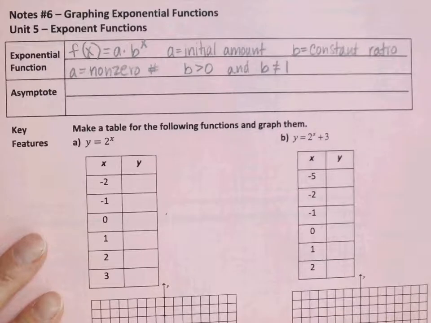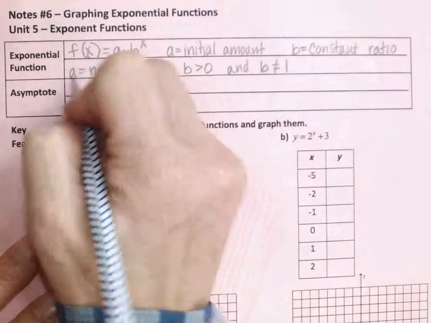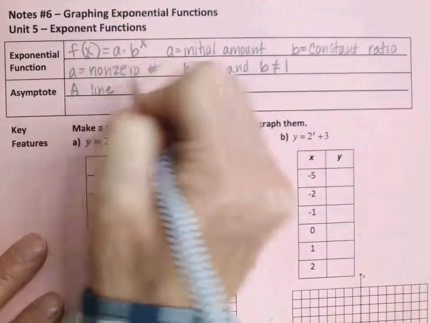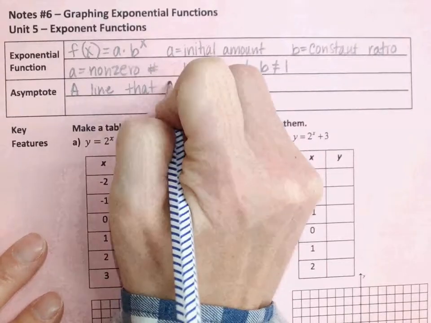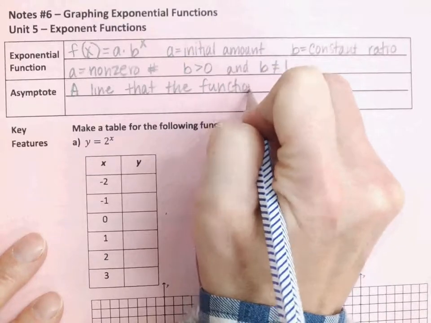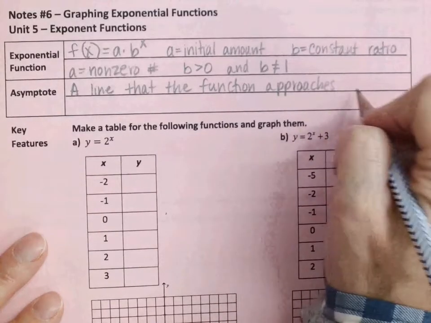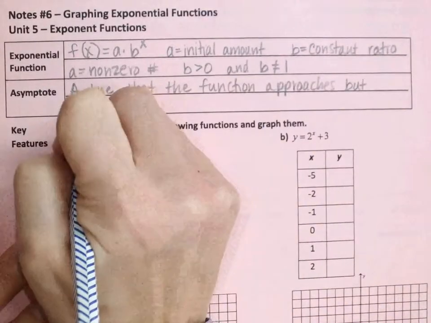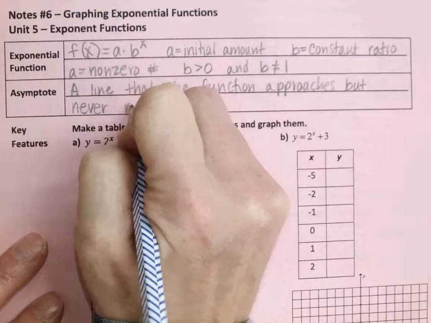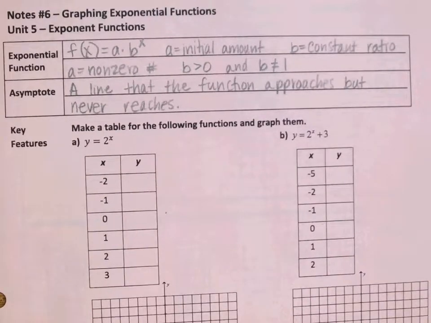The next thing that we're going to define is a new math vocab term called an asymptote. This is a line that the function approaches but never reaches. Okay, and it is a line that we don't draw. We will just see it with the graph.